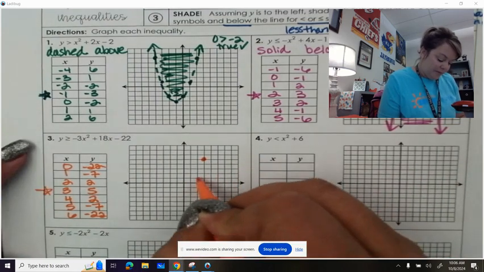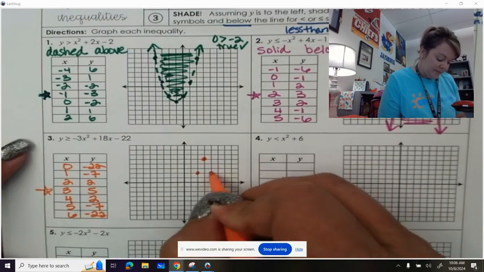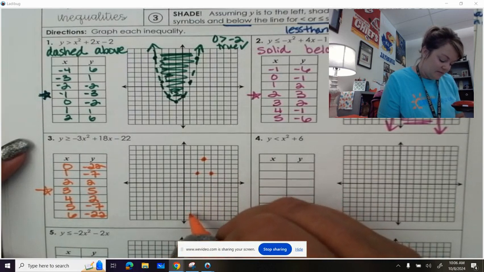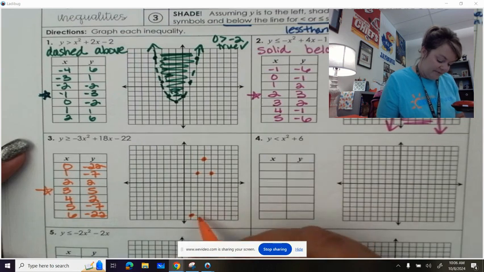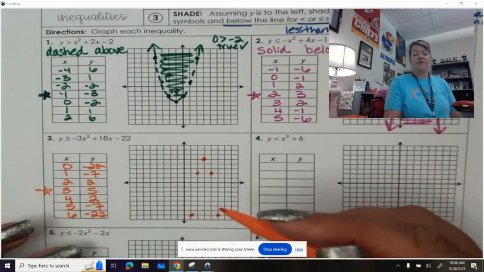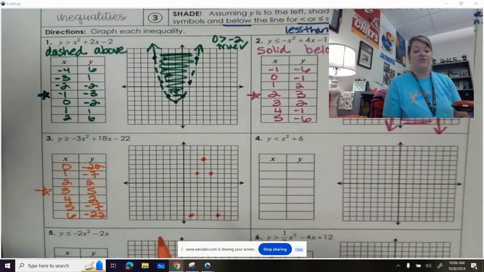(2, 2), (4, 2), and (1, -7), and (5, -7). And all right, so that's good. I can see it's skinny because it has a vertical stretch.